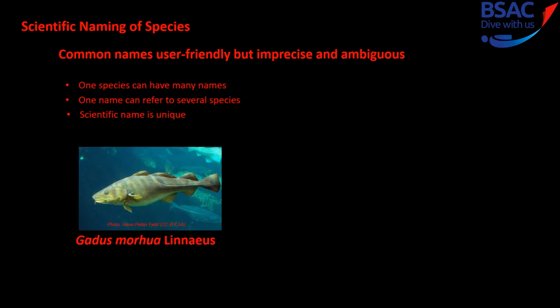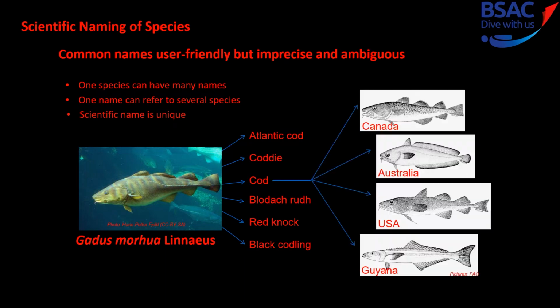So let's have a look at one animal. This species has the scientific name Gadus morhua Linnaeus, which can have several common names. It can be called the Atlantic cod, Cody cod, Blodak rudd, red knock, black codling, so in the UK we refer to this fish simply as a cod. However, the name cod is used around the world to refer to different species, the species depending on the country you are present in.